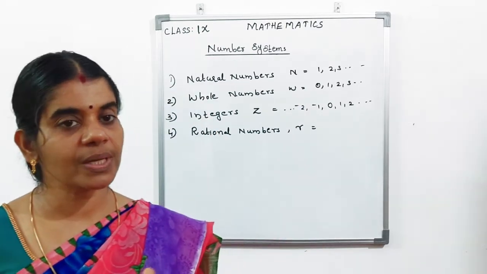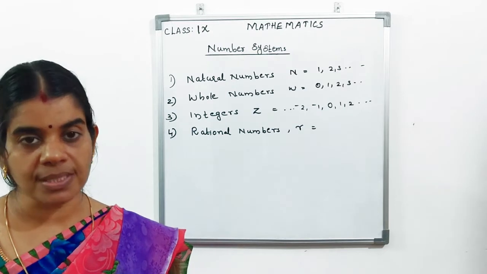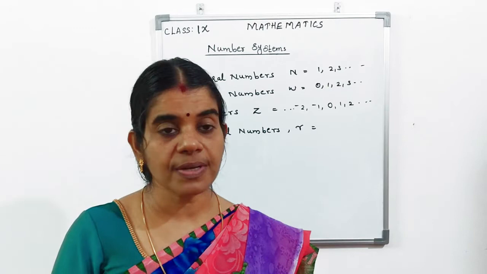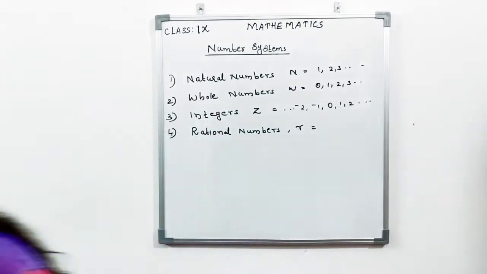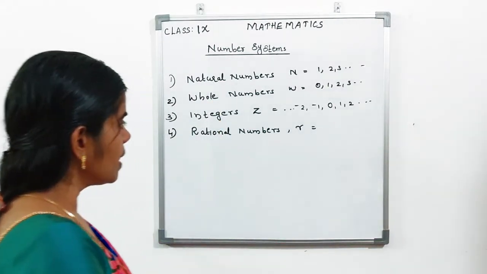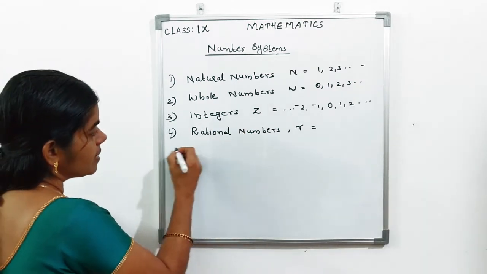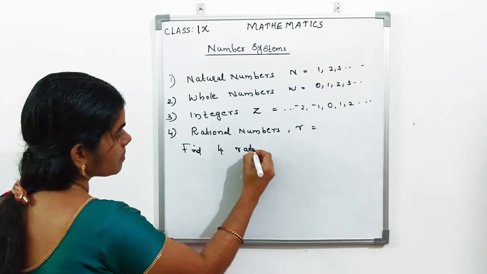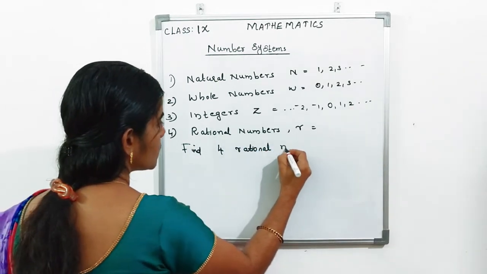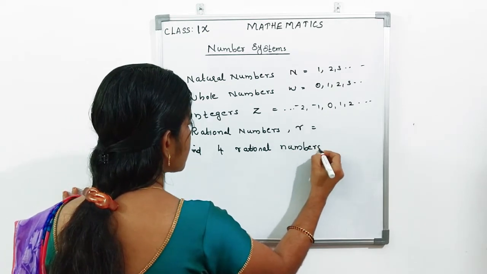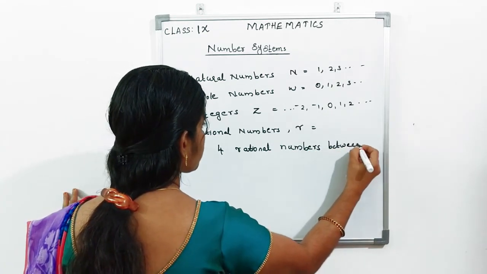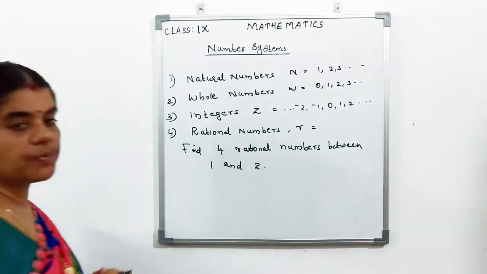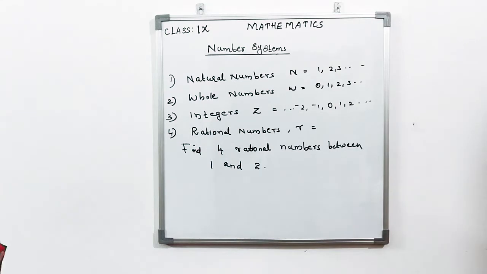We will give two rational numbers. Then in between those two rational numbers, we want to find enough rational numbers. For example, just listen. Find 4 rational numbers between 1 and 2. This is the question. You want to find 4 rational numbers between 1 and 2.